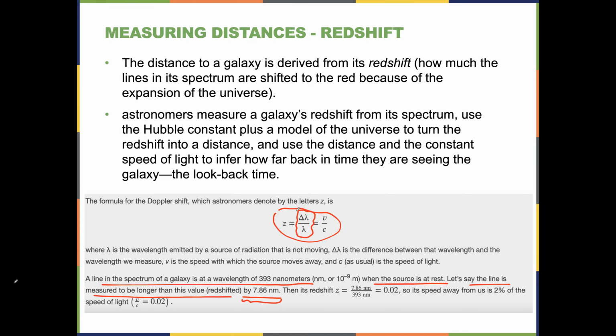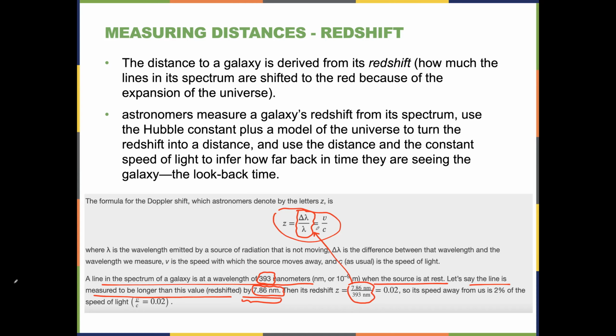Redshift does not have a unit, so it's just a ratio: delta lambda over lambda. Delta lambda means how much it has shifted, so that is 7.86. That is the amount of shift. And lambda is the original wavelength, the wavelength at the rest frame, which is the value it should have if it were not moving away from us. So that is 393. You divide like this, delta lambda over lambda, and you get the redshift, and this value is 0.02.